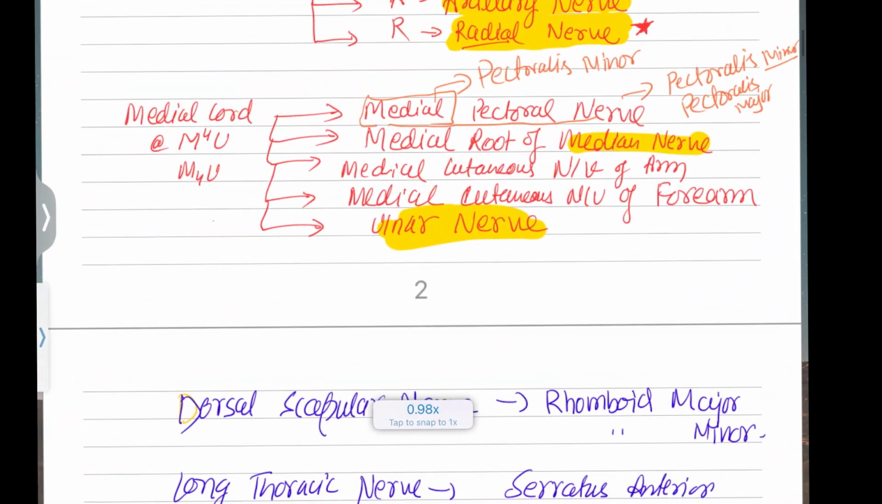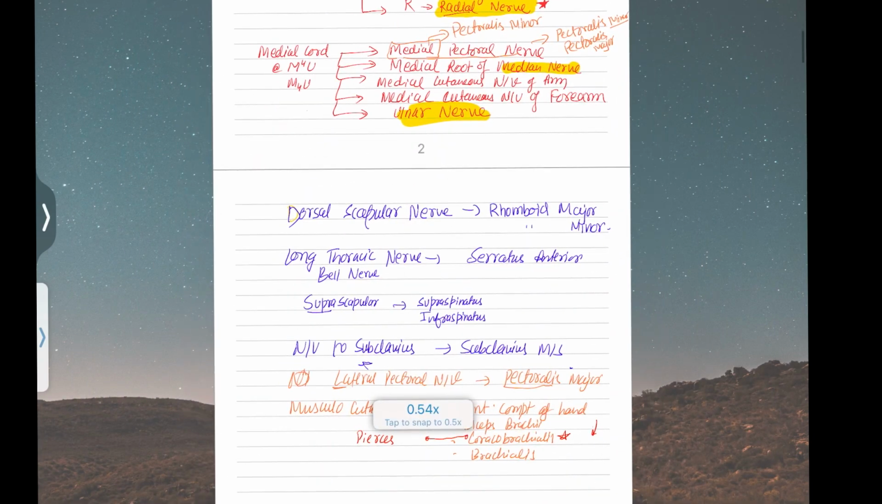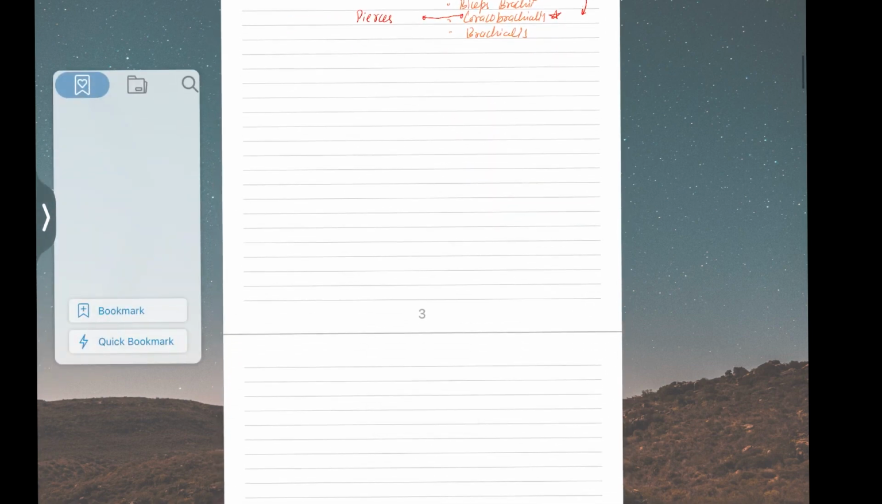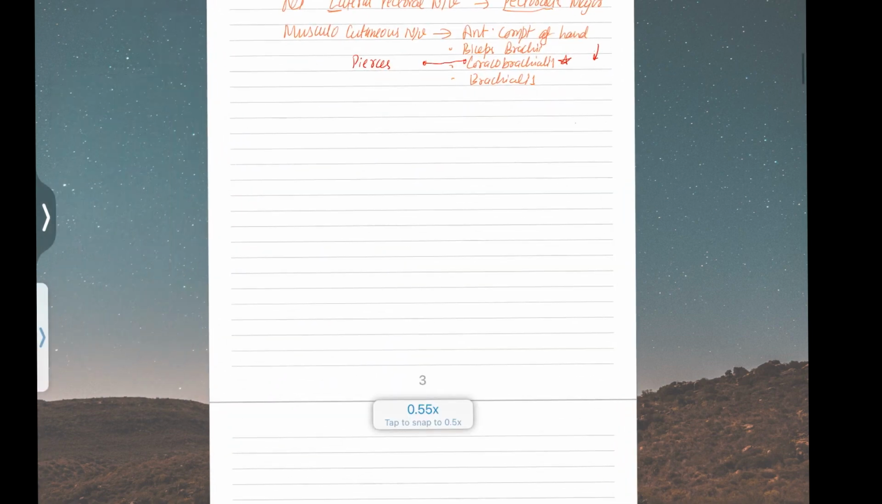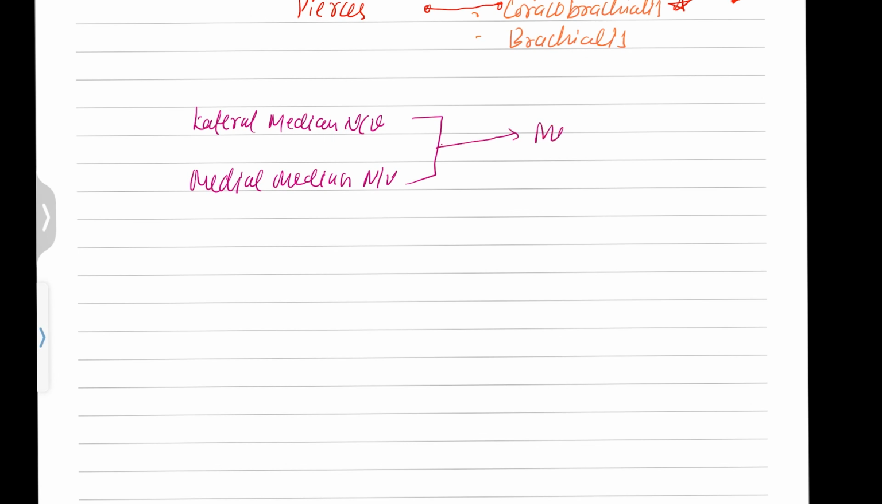let me discuss the median nerve. Okay, the median nerve is a very big nerve. Let me write it here. So the lateral root of the median nerve and the medial root of the median nerve will go and form the median nerve. So where is the median nerve going to supply? The median nerve will supply the anterior compartment of your forearm.